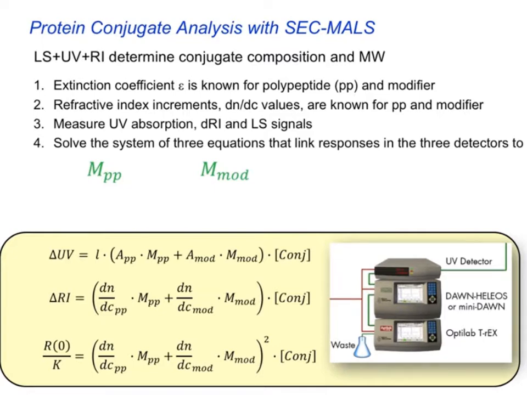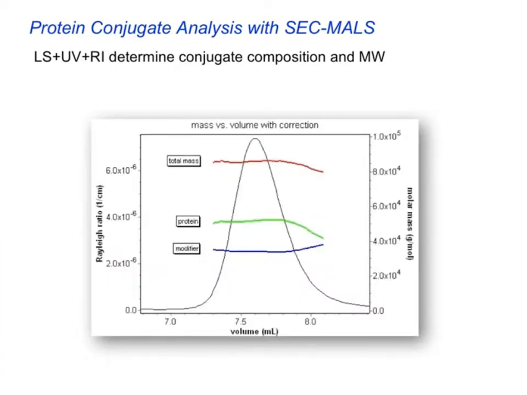Currently, this approach can be applied directly during processing of SEC-MALS data, since the three-detector approach has been incorporated into the Astra software. So the software records the responses in the absorbance, refractometer, and light scattering signals, and solves the set of three equations to compute the molecular weight of the polypeptide portion and the molecular weight of the modifier. We have to know the extinction coefficient for both polypeptide and modifier, and the dn/dc values, the so-called refractive index increments, for polypeptide and modifier. And once we input these knowns, then we can directly compute the molecular weight of the entire complex, the polypeptide portion of it, and the molecular weight of the modifier.